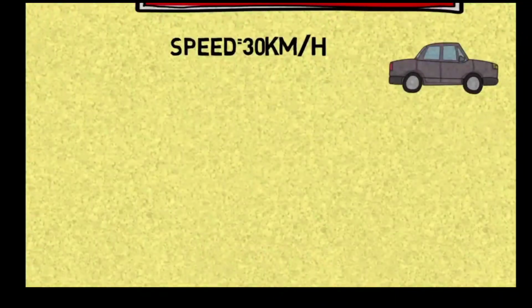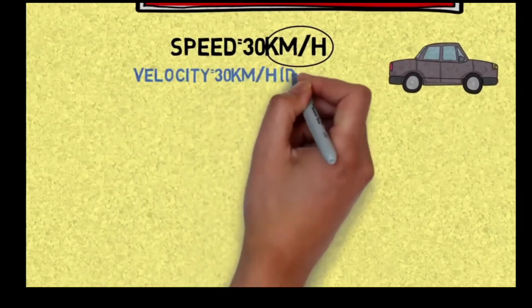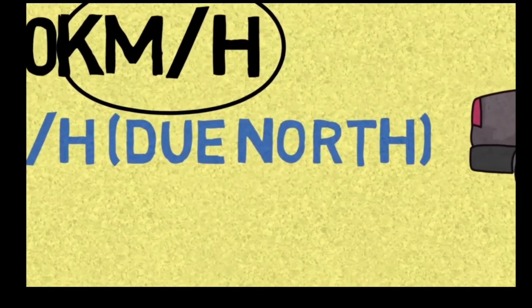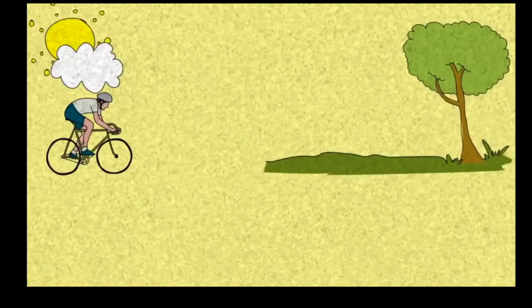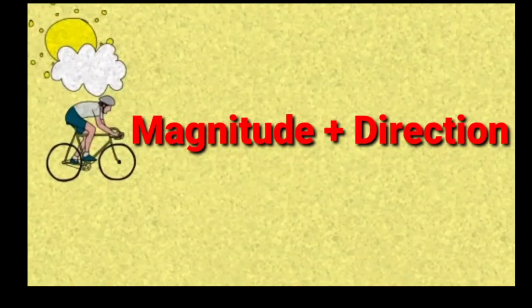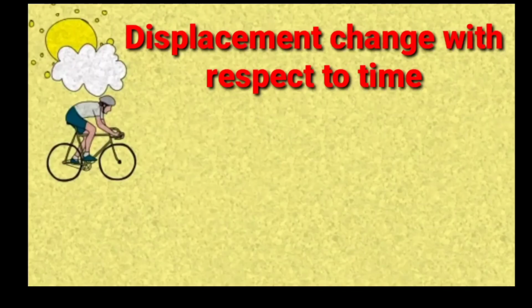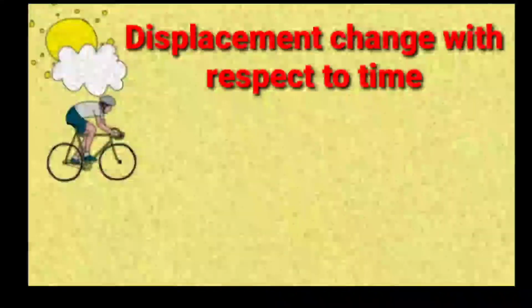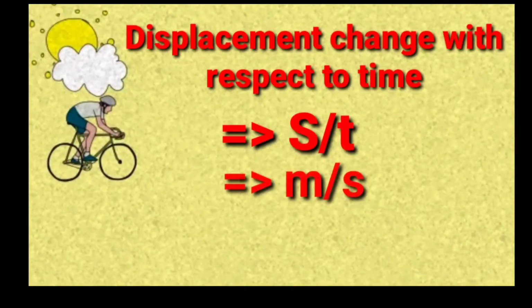Speed refers only to the time rate at which a body is moving, whereas velocity refers to both speed and direction. It means velocity refers to both magnitude and direction in which the body is moving. Velocity can be defined as the rate of change of displacement, or the distance covered by the body in a definite direction. Here we talk about the direction, which means velocity is a vector quantity. So according to the definition of vector, velocity has both magnitude and direction. The mathematical formula of velocity is displacement upon time, or displacement change with respect to time, or s upon t. The SI unit of velocity is the same as speed, that is meter per second.